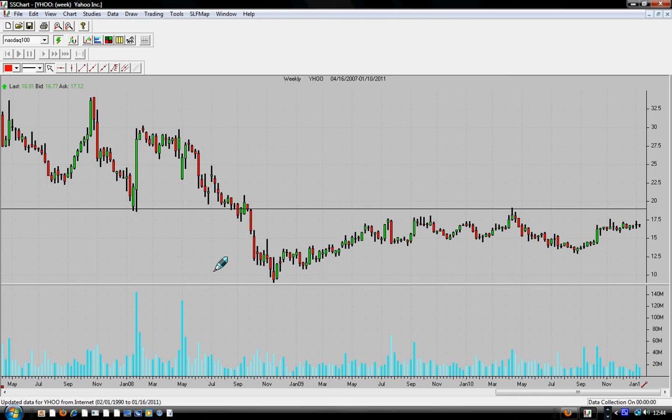So this is very important. Do not enter a trade on one time frame only without paying attention to the higher time frame.